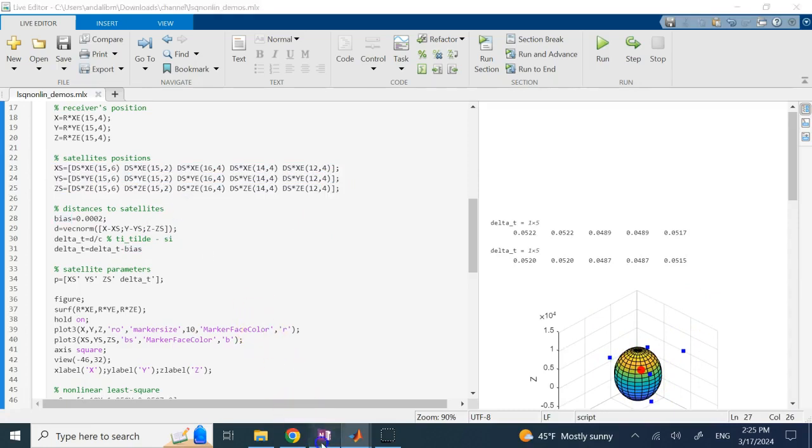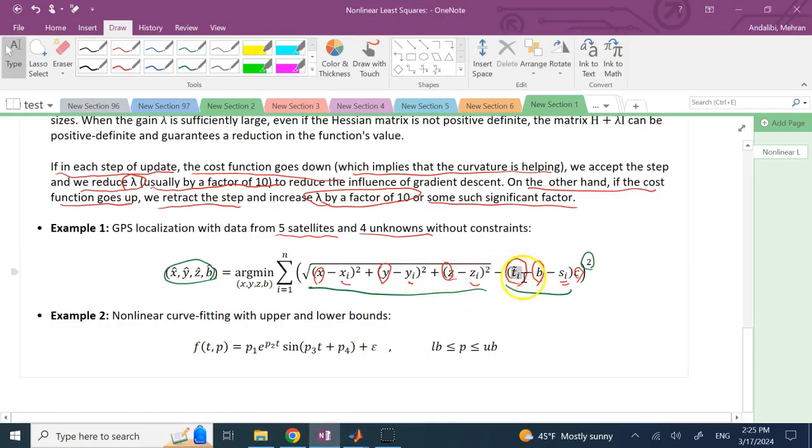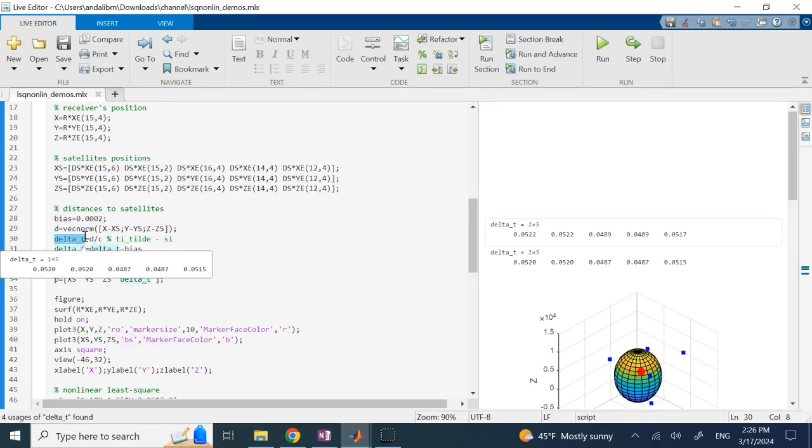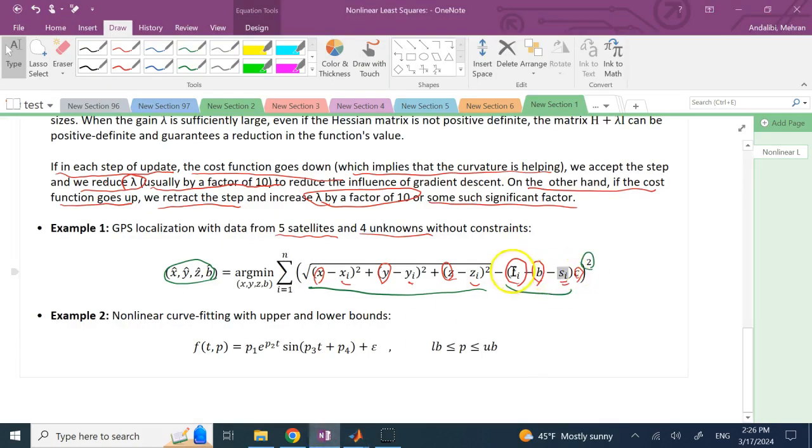And then the difference between this TI tilde and SI, which is the difference time between the satellite clock and your receiver clock, I called it delta T. So this delta T has 5 of those numbers, as you can see. And when I also subtracted the bias from these delta T's, I can basically form this right-hand side. Okay?